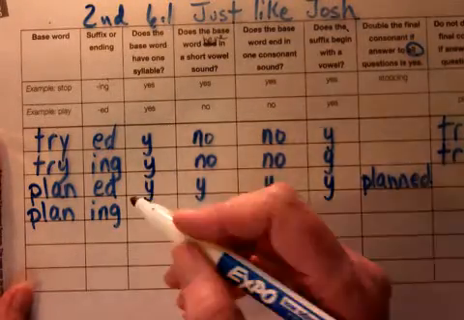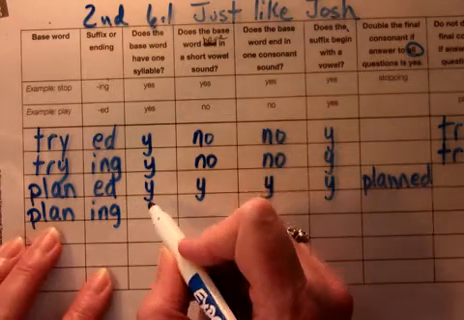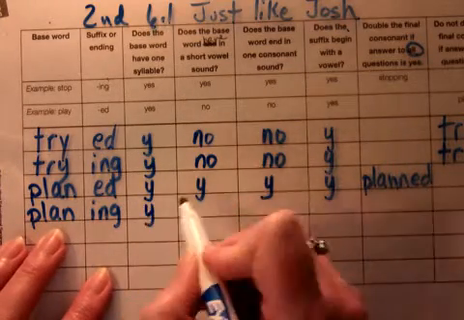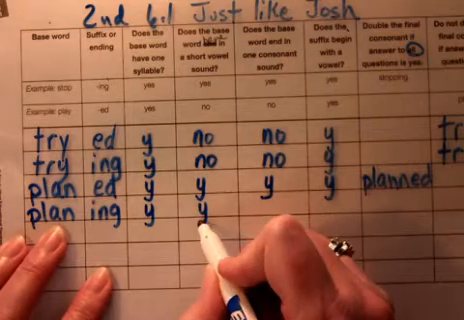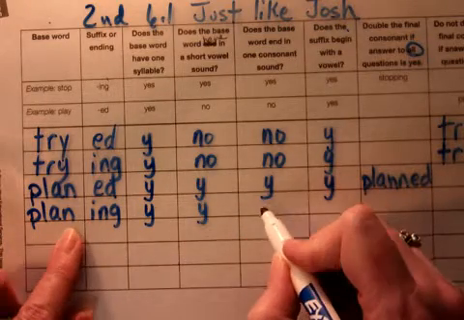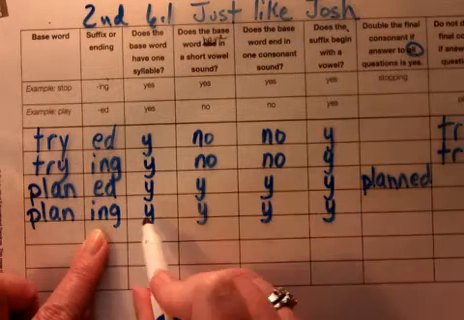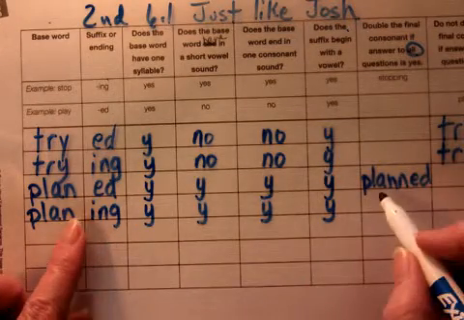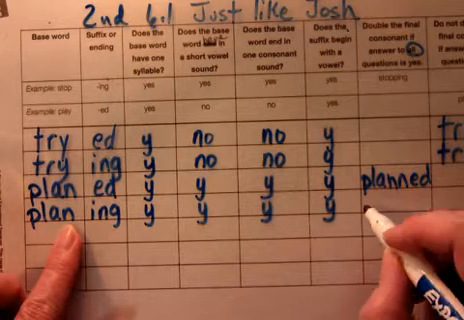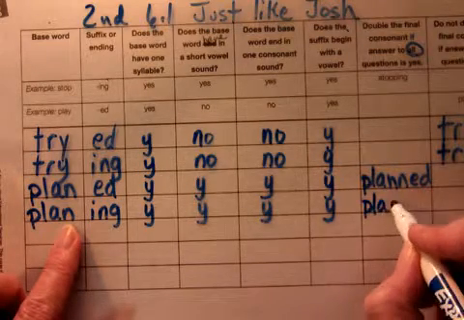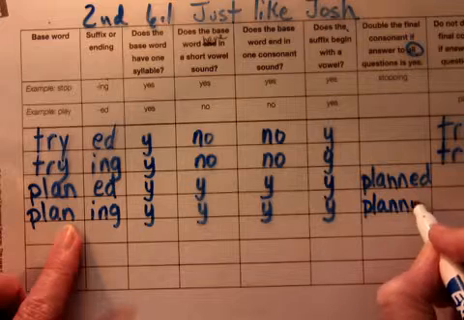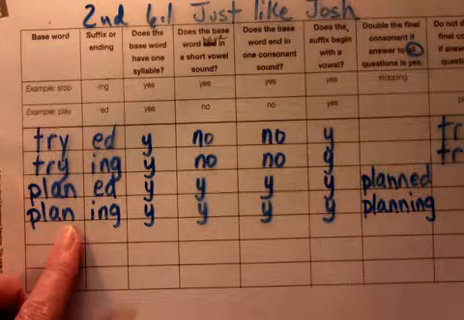All right, planning. It has one syllable, yes. The vowel is short, yes. It ends in one consonant, yes. The suffix begins with a vowel, yes. All yeses. We double the N before adding the ing. P-L-A-N-N-I-N-G. Planning.